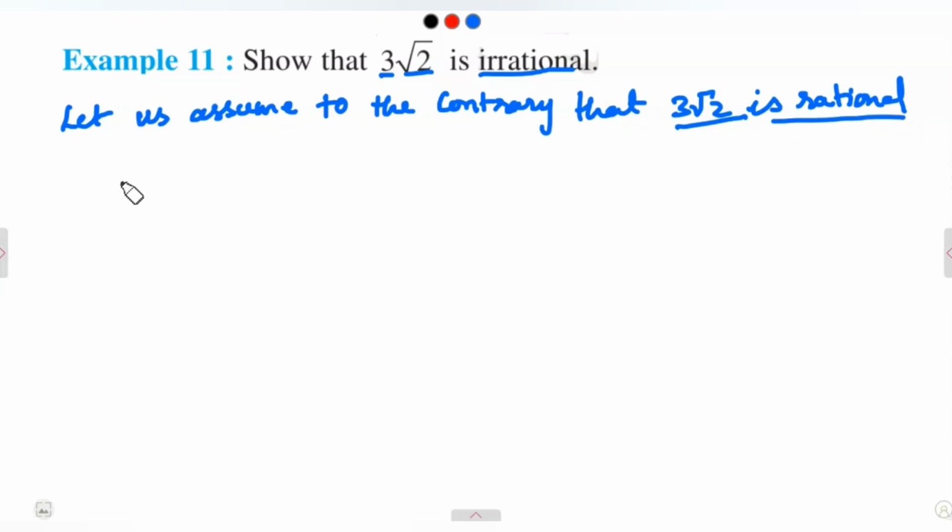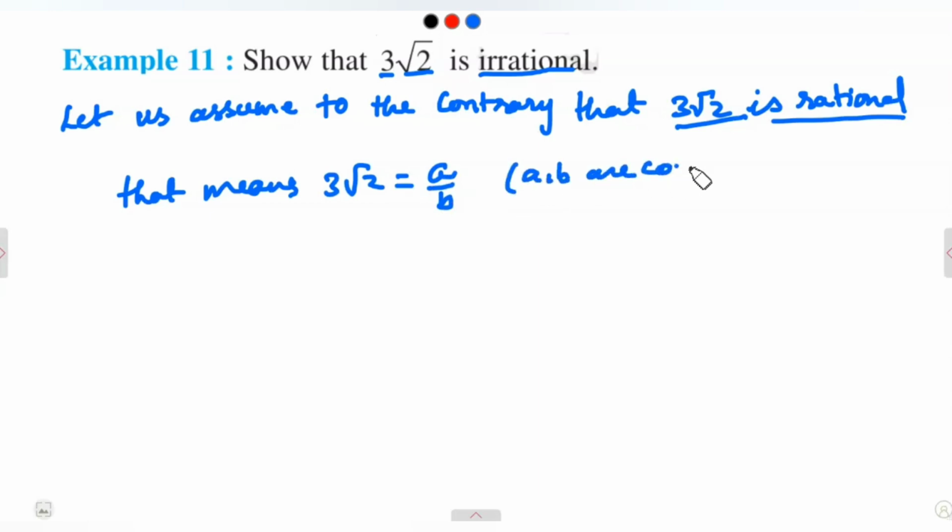That means we can express 3 root 2 in the form of a fraction like a by b, where a by b is in simplest form. That means a and b are co-prime as usual. They don't have any common factor other than 1. It is in simplest form. Okay. Now coming to here, let us send 3 to the other side. If you send 3 to the other side, we will get root 2 is equal to a by 3b.